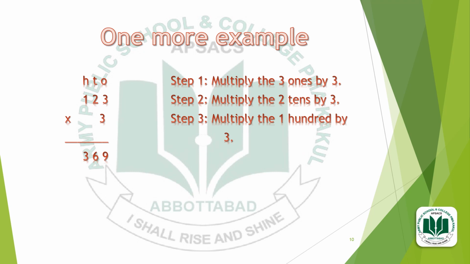Then we go to the next place, which is the tens place. We multiply 3 with 2. 3 2s are 6. Then write down the 6 under the tens column. And in the last, we multiply 100 with 3. And then we write down the answer under the hundreds place.